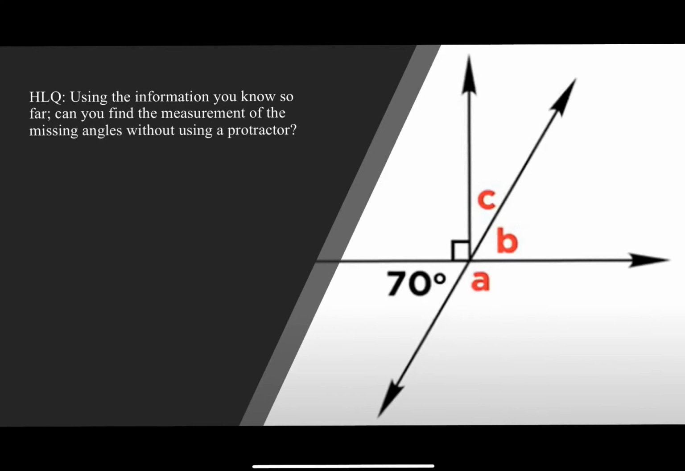And here's your high-level questioning. So using the information you know so far, can you find the measurement of the missing angles without using a protractor? So here we're trying to find the measurement of angles A, B, and C. And you're given a little bit of information. So you know this angle right here measures 70 degrees. And if you recall, the little box in the corner here represents a right angle. So we know this angle is 90 degrees. So using your knowledge about the different types of angles and the relationships that we've talked about so far, see if you can figure out what the missing angles are.